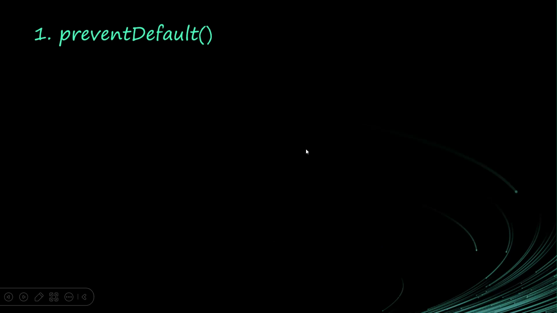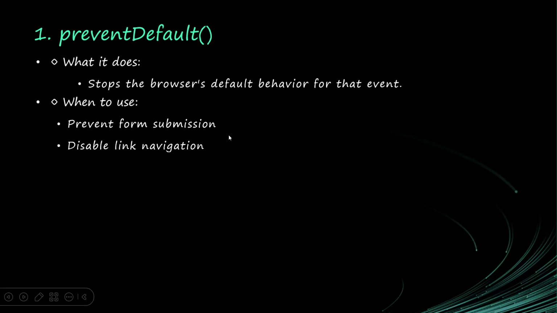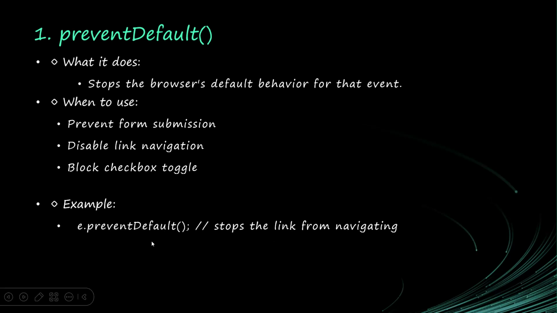So let's go to methods of event objects. The first one is preventDefault. You have already seen it. It will prevent the browser's default behavior for that event. So when to use it? When you want to prevent form submission, when you want to disable link navigation, when you want to block checkbox toggle. So if you want to prevent the default behavior of a particular element, you would call event.preventDefault, and then the default behavior of that element will not happen.